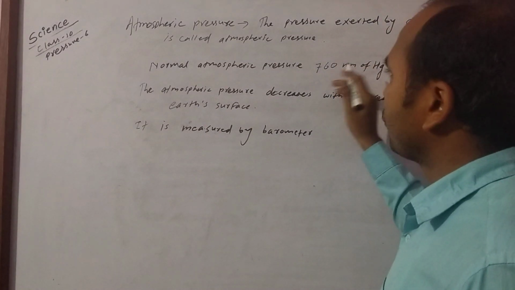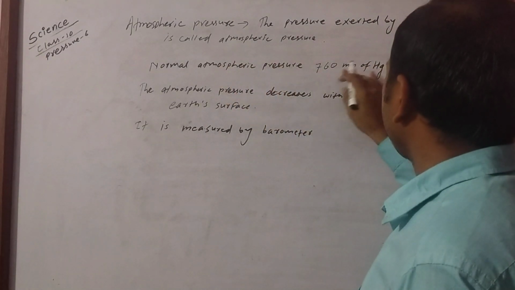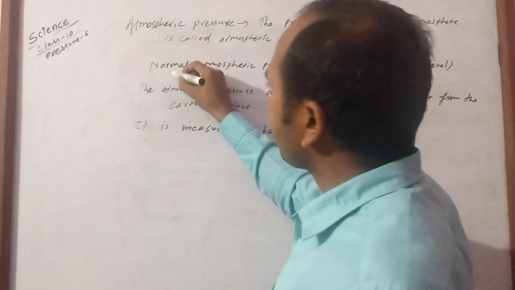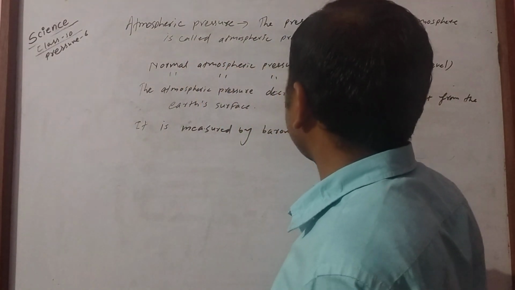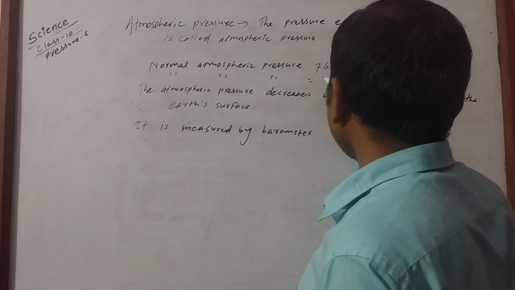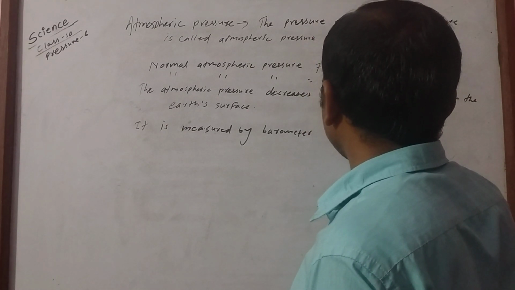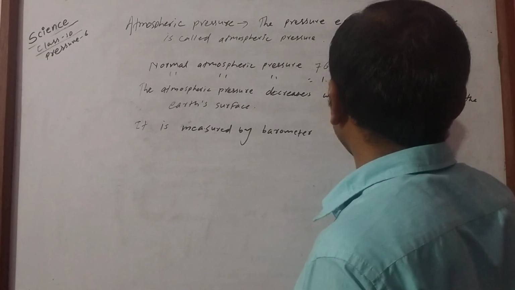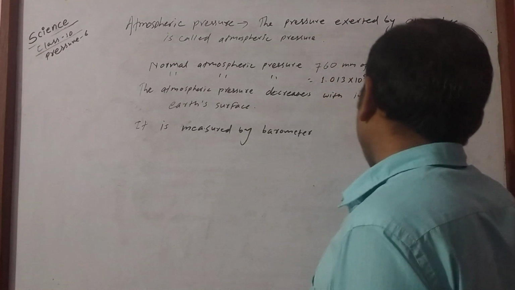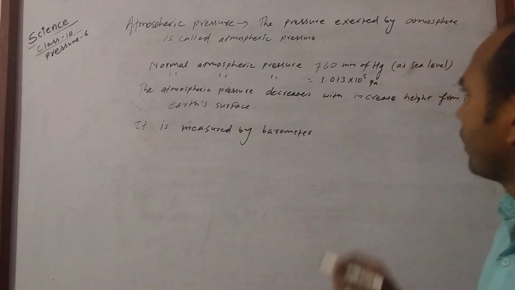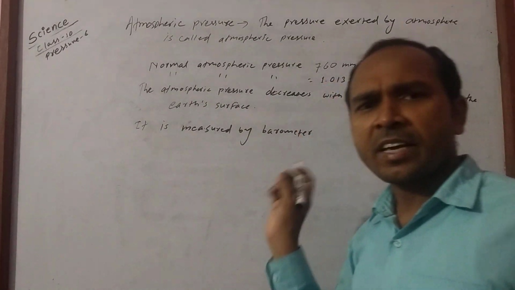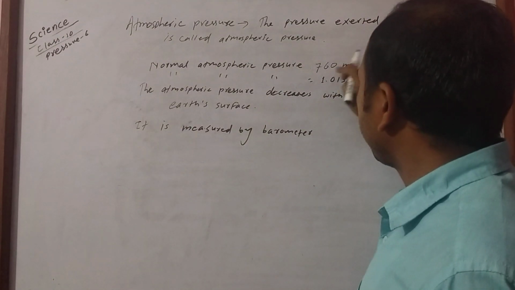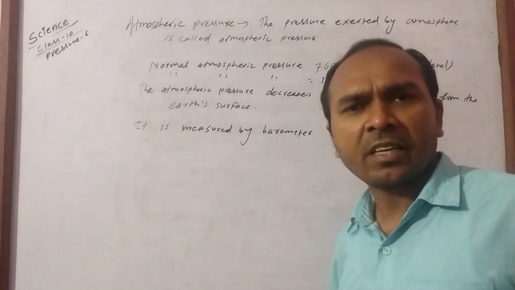Another way to write the normal atmospheric pressure of 760 mm of Hg is 1.013 into 10 to the power 5 Pascal. This is the SI value, that is, the value in the SI unit, the Pascal. Then how can we convert 760 mm of Hg into Pascal?